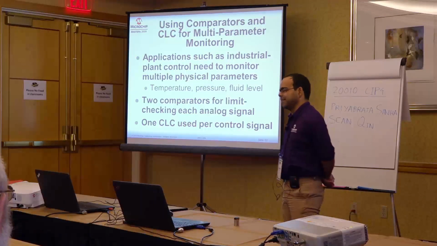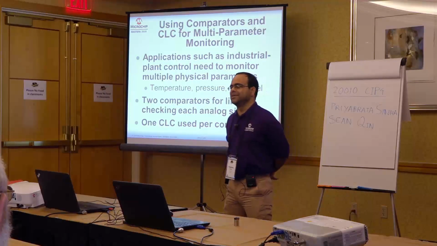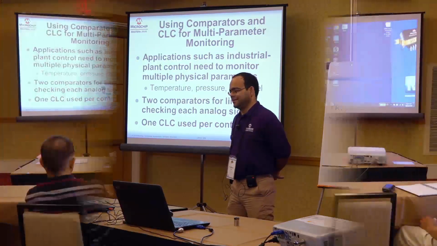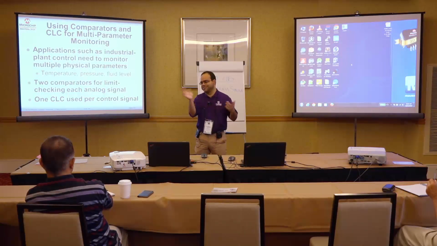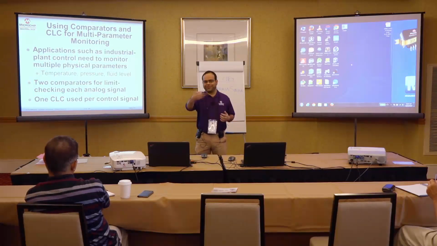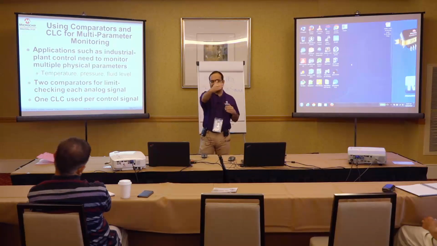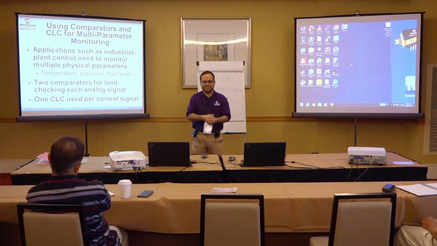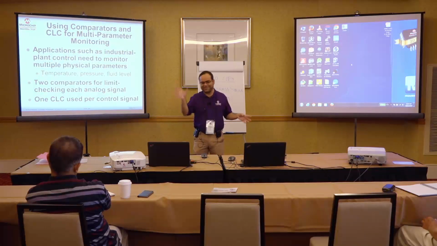Another possible application is for multi-parameter monitoring. So, if you are controlling an industrial plant or some kind of machinery, you might need to monitor different parameters: temperature, pressure, humidity, fluid level, flow rate and so on. How would you measure and monitor multiple parameters to make sure that they are staying within their permissible limits? If the temperature gets too high, you would want to shut down the plant, for example, or if the flow rate becomes too high, you might want to shut down some valve.